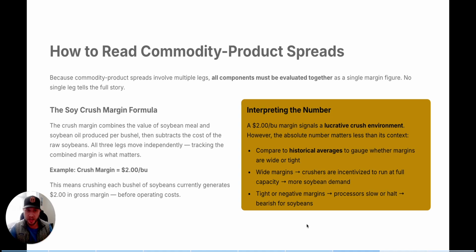So when we're looking at a commodity product spread like the crush spread and seeing, yes, $2 a bushel looks pretty lucrative, we still have to dive in more to figure out what that means in comparison to what we've seen, and what it means as an incentive for a crusher to increase or decrease their crush rate, because that will then affect their demand on soybeans, which in effect plays into what the price of soybean futures will be too.